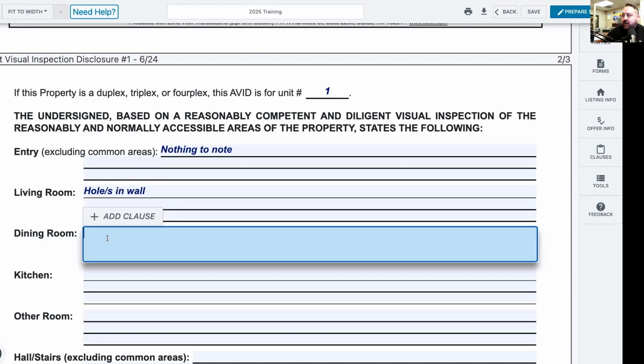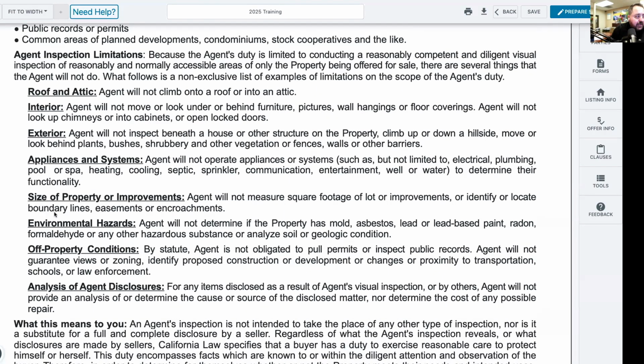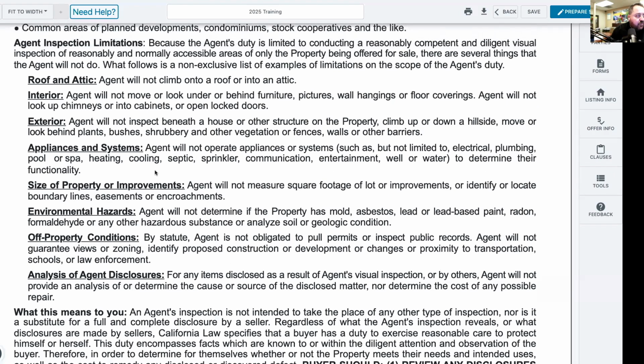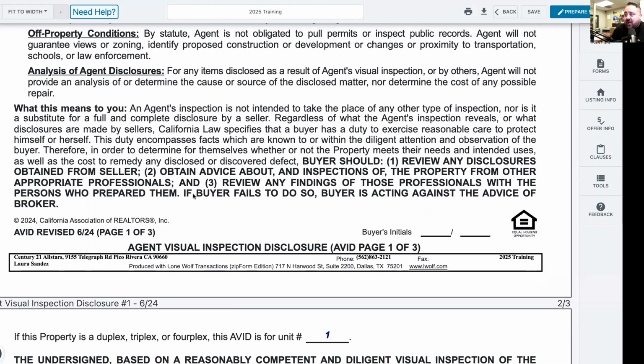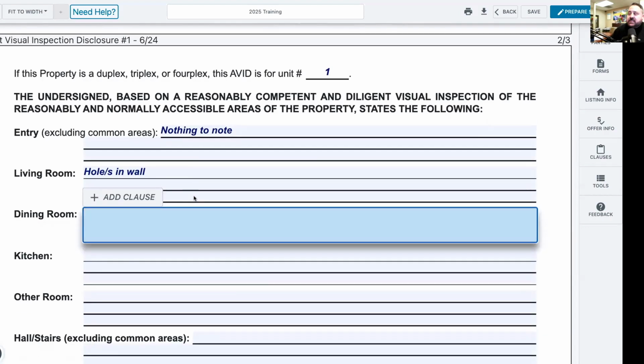Let's see in the text. Can we write third room seems not permitted? No. That's your opinion. You don't know it for sure. And it goes back to right here: agent will not measure square footage or identify or locate boundary lines, or encroachments. We're not going to look at whether anything is permitted or not. That's not our job. That's not our job. It's a visual inspection.